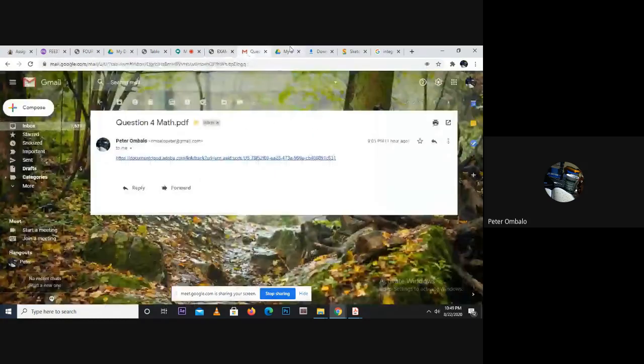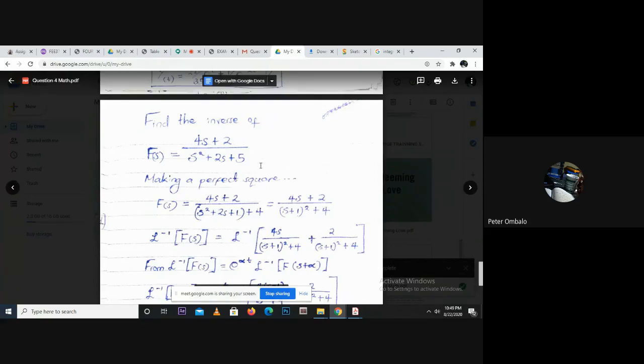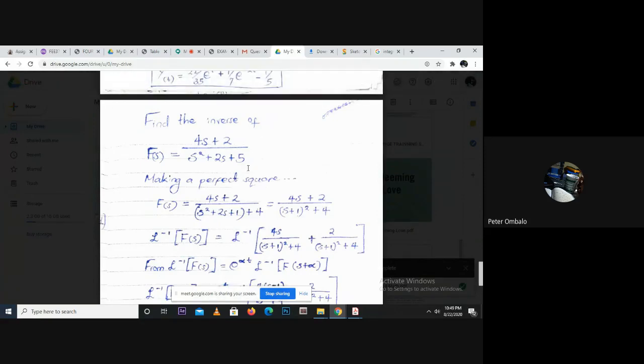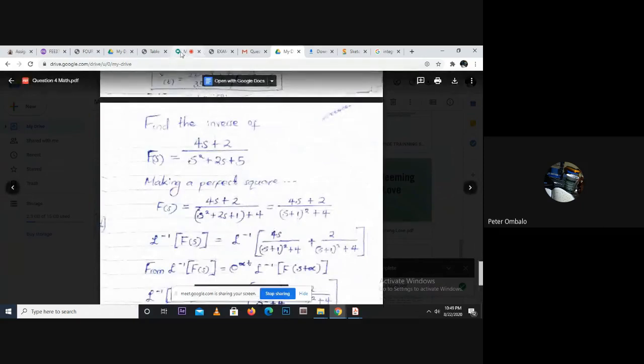But there was another question I came across. This was a question we did in our CAT. We wanted to find the inverse of this whole thing over here. But before we go on with this one, is there any question?